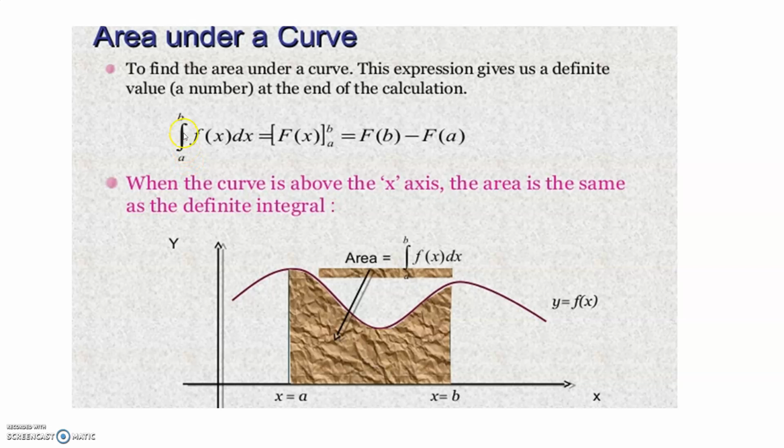That means the integral from lower limit a to upper limit b of f of x dx is equal to capital F of x from a to b, which is equal to F of b minus F of a, where F of x is calculated by using the integration formula. When the curve is above the x-axis, the area is the same as the definite integral. We show this diagrammatically. So area is equal to the integral from a to b of f of x dx. It is enclosed by x is equal to a and x is equal to b, the lower and upper limits, and that is the shaded region we have to enclose.